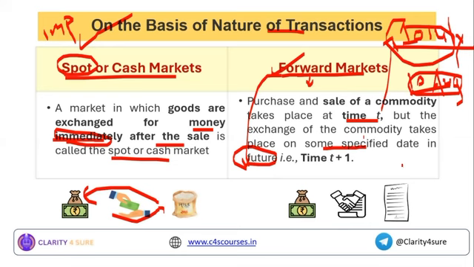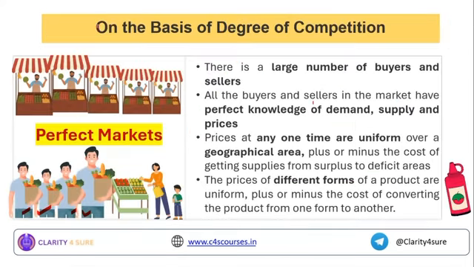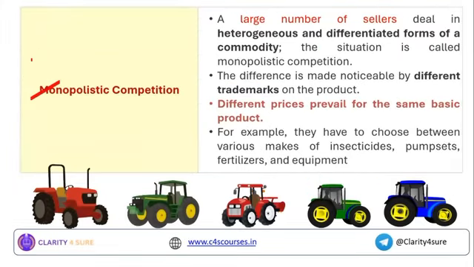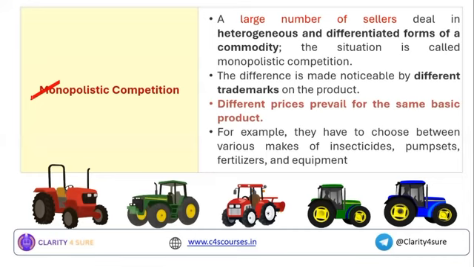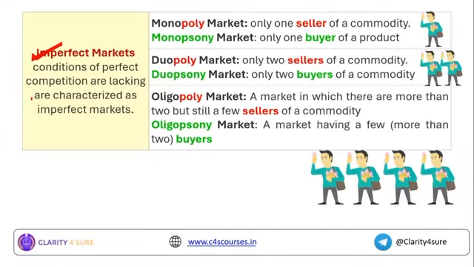Yes. Next classification is on the basis of degree of competition. First is the perfect market, as I said. Next is the imperfect market, and third is the monopolistic market. So let's study them all.